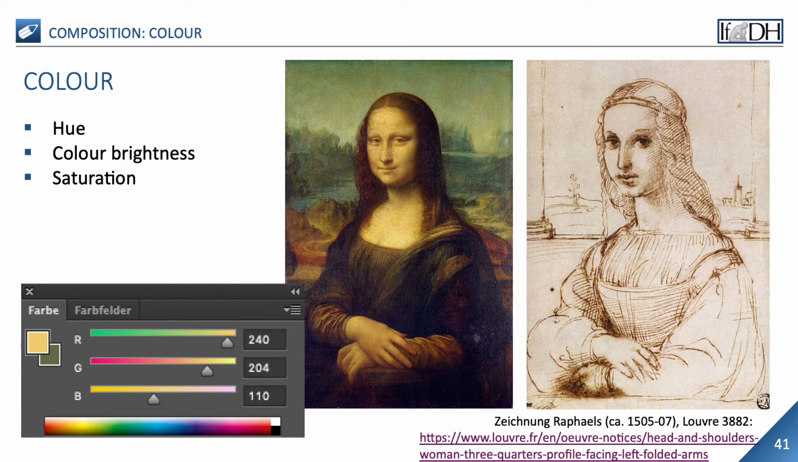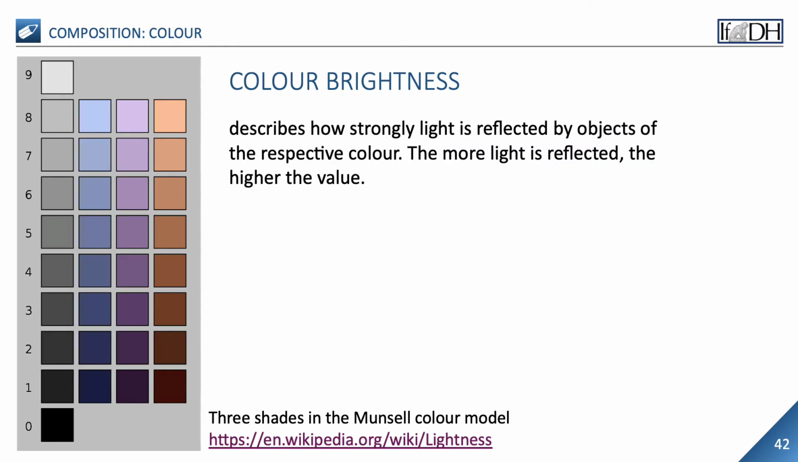Hue simply refers to the respective color, for example yellow or yellow-green. Their mixing ratio can be expressed in RGB or CMYK values. Color brightness, on the other hand, describes how much light is reflected by objects of the respective color and how we see it. The more light is reflected, the higher the value is. White is the brightest, black the darkest. Among the bright colors, yellow, for example, has a high value, while blue and red have a low value.